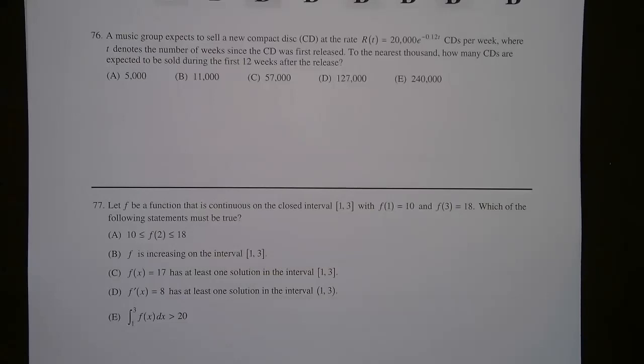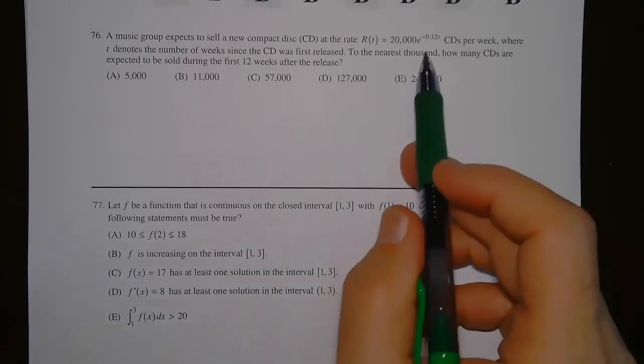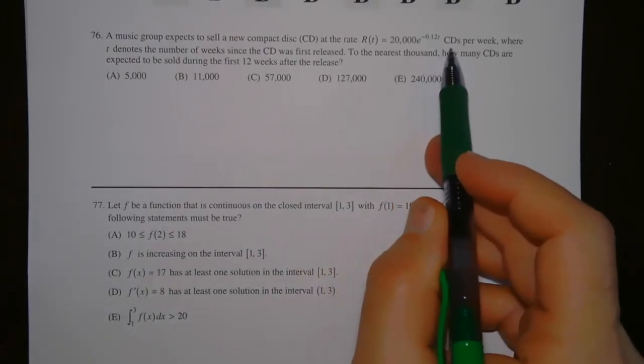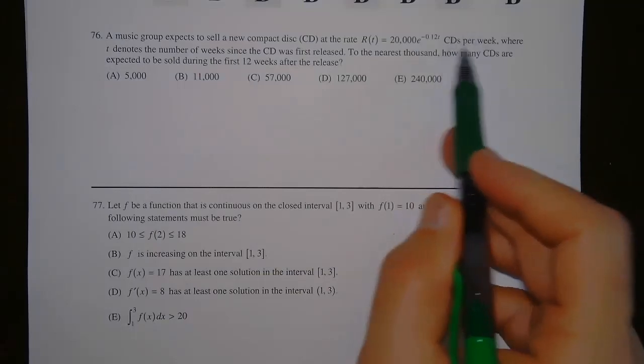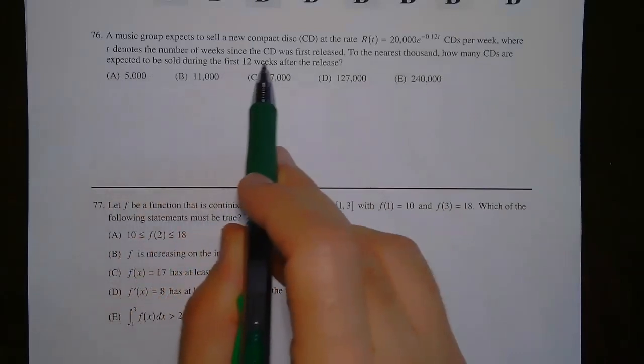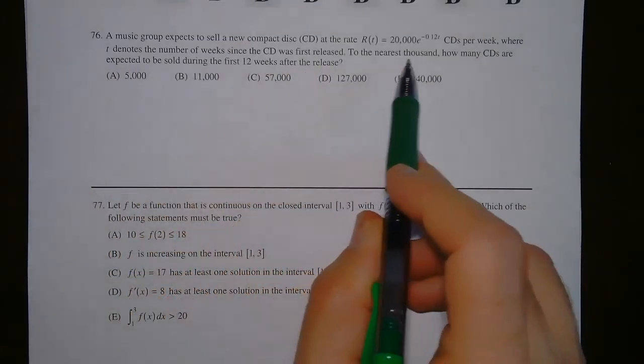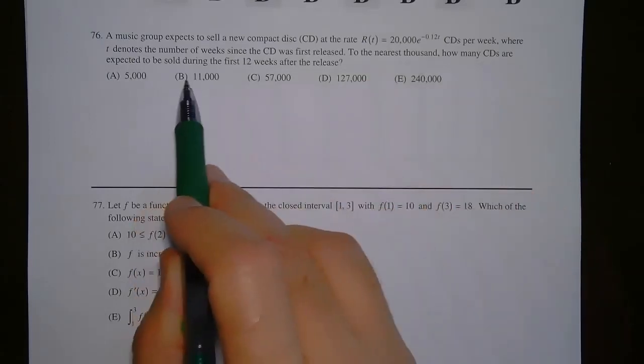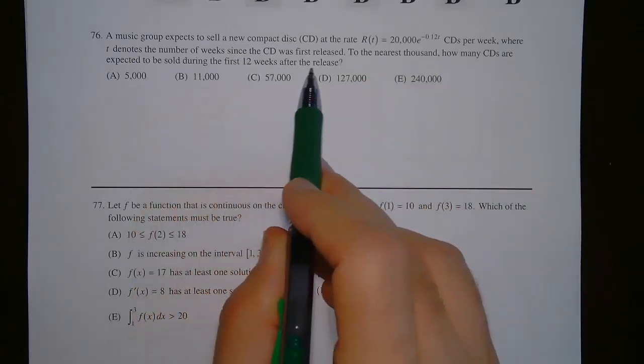Okay, so for the 2016 exam for the calculator portion of the multiple choice, we're looking at number 76, and it says a music group expects to sell new compact discs, CDs, at a rate, who uses CDs anymore, right? At a rate R of t is equal to 20,000 e to the negative 0.12 t CDs per week. So this is a rate, which means this is a derivative, where t denotes the number of weeks since the CD was first released, to the nearest thousand.